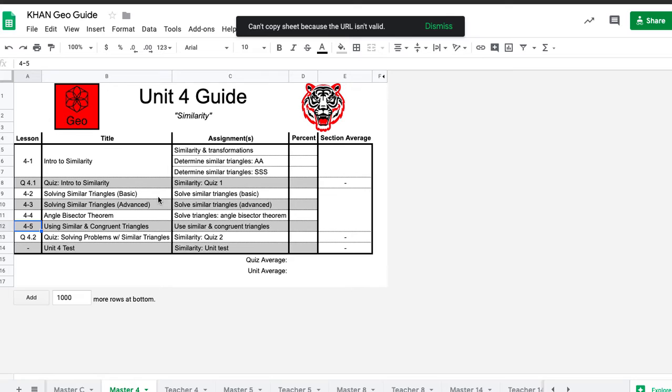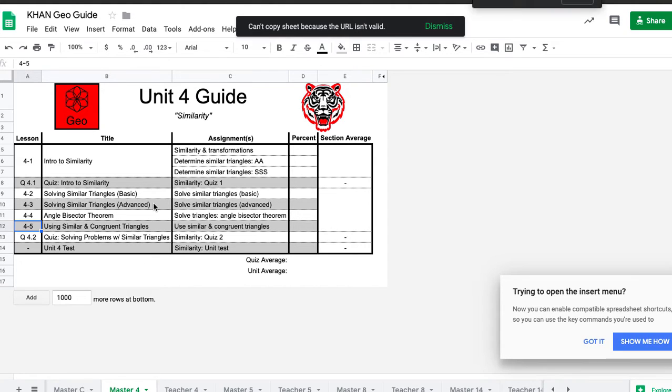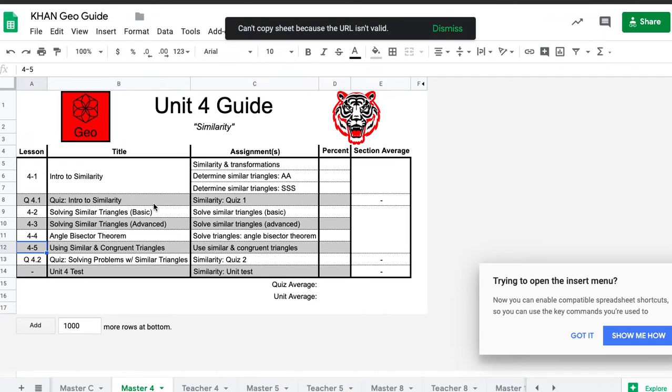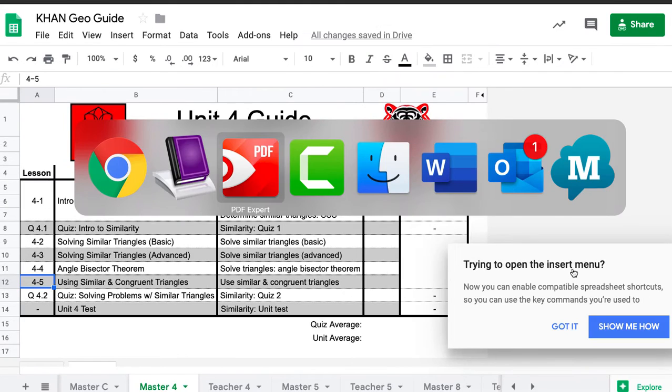And I can zoom in here a little bit more so that people can see in the back. If my computer would behave. There it goes, dismiss. All right. So let's go ahead and start on the notes.